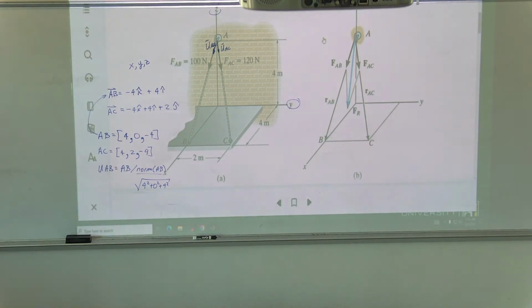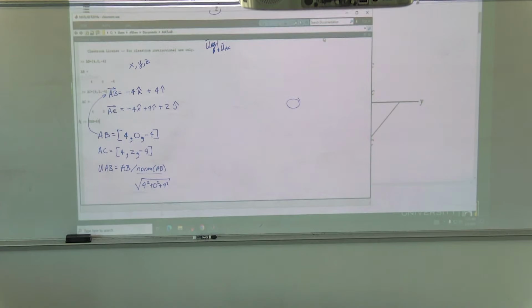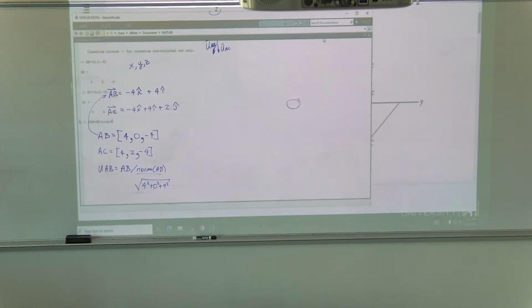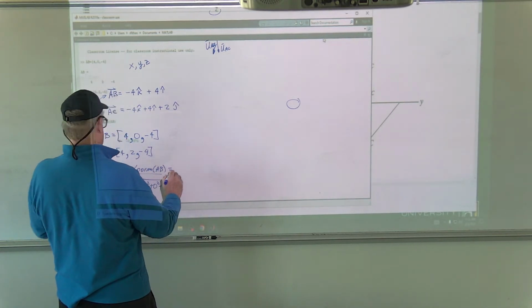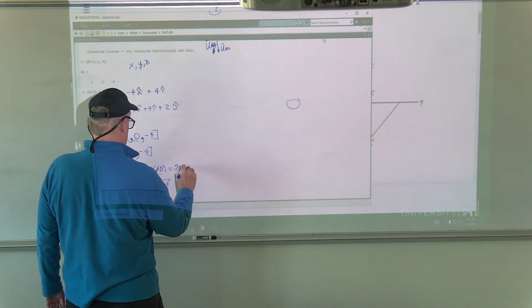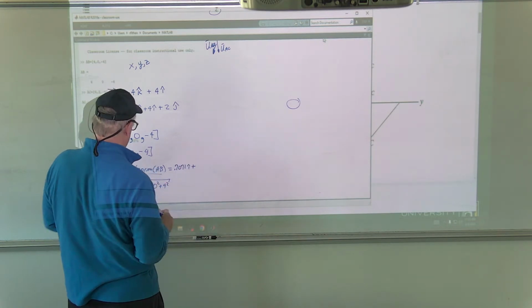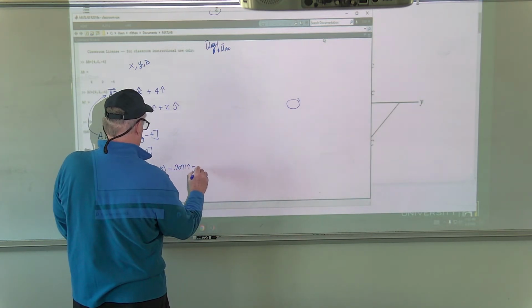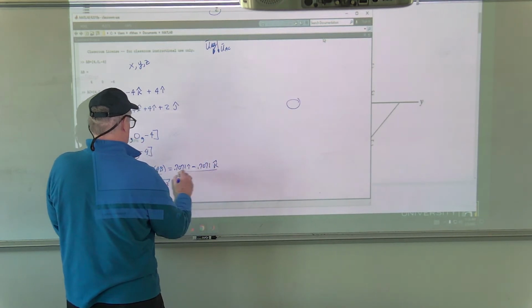So let's just type that in. I'll call it unit vector AB is going to be equal to AB divided by the norm of AB. And I get a vector which looks like 0.7071 I plus minus 0.7071, and that's K. So that's the vector.